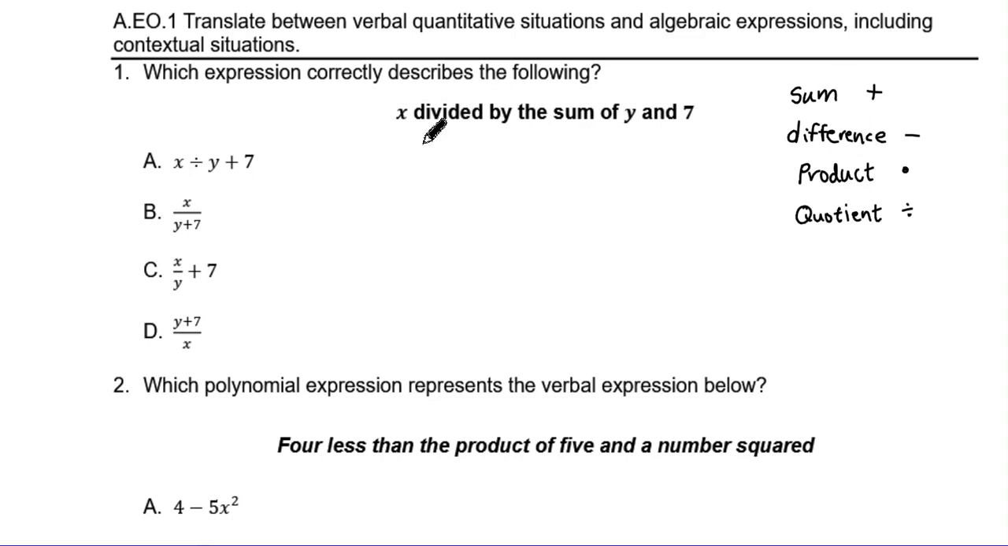The first one says x divided by the sum of y and 7. So you have your x and it's being divided by, so you're going to have a fraction, the sum of y and 7. And that's it. It's B.